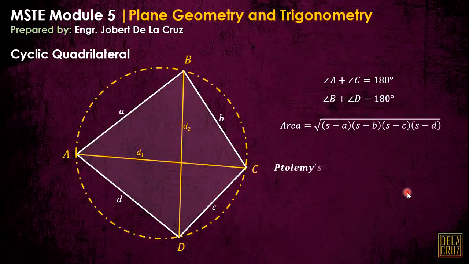Okay? Now, ito rin, importanteng theorem. Mapapadali yung mga calculations natin dito. Ptolemy's theorem. So, Ptolemy's theorem is just equal to, ganito yan, the product of the two diagonals is equal to the sum of the products of the two opposite sides of the cyclic quadrilateral. That one. Okay, D1 and D2 is equal to AC and BD. Okay? Please understand that.